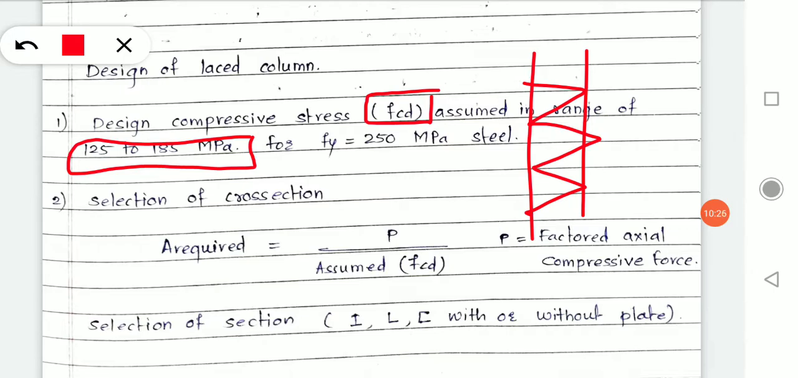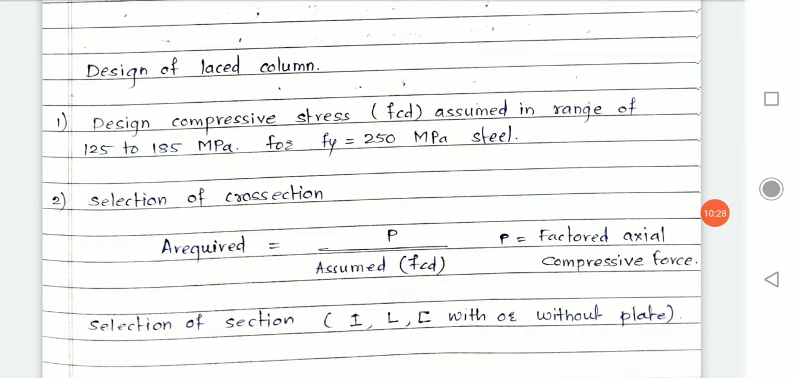All right. Now once we assume FCD, we need to select a section from the steel table, correct? And to choose a steel section from the steel table, we need to understand what the area required is. On the basis of area required, we will select the section from the steel table. Here the area required will be calculated. How will we calculate it?